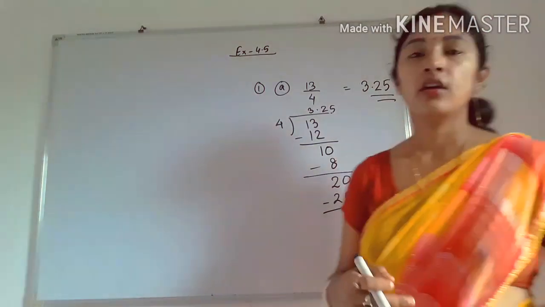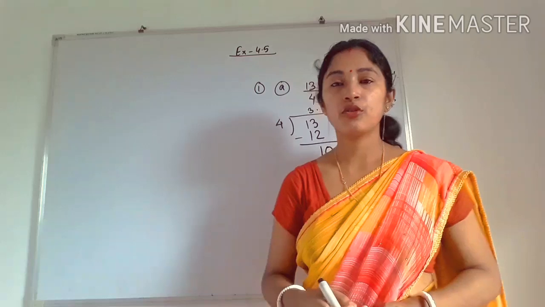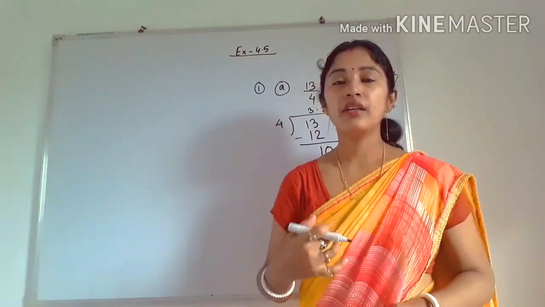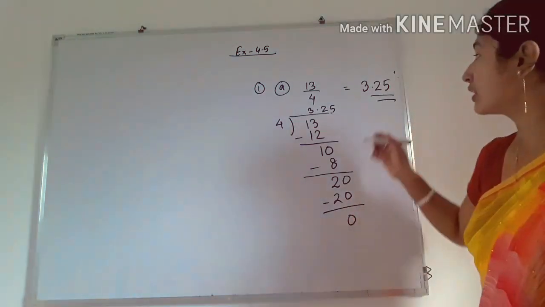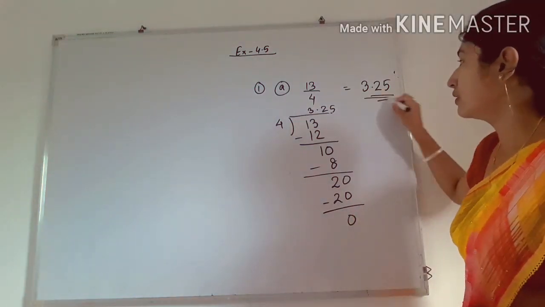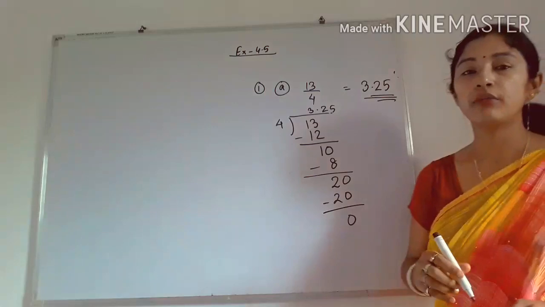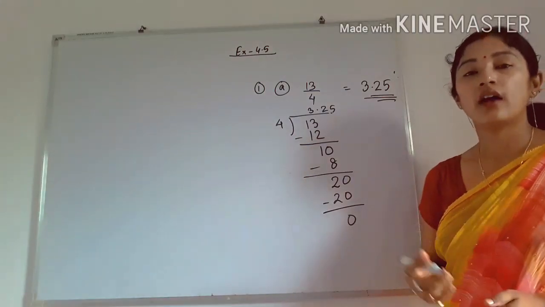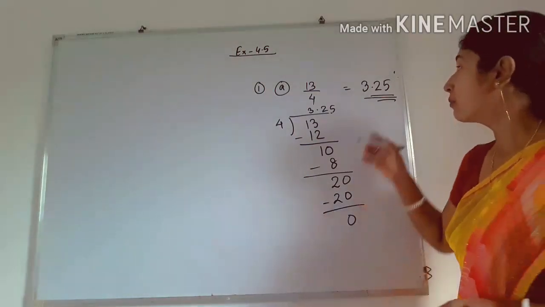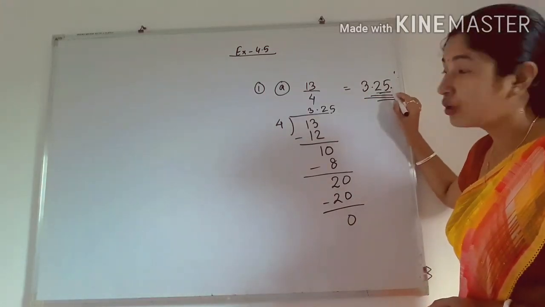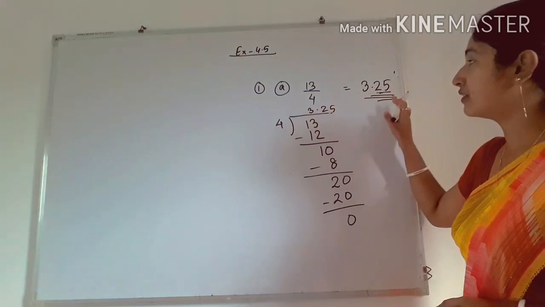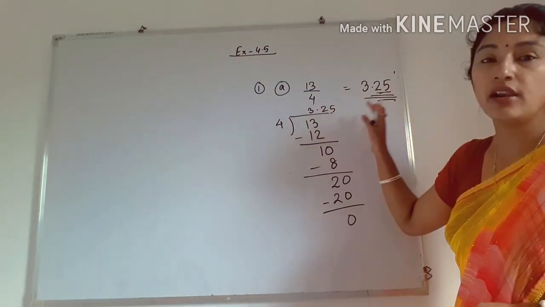Suppose the question asks whether the number is terminating or non-terminating. Then the answer will be terminating, because after the decimal point there are a finite number of digits. So this is a rational number and this is a terminating decimal number.